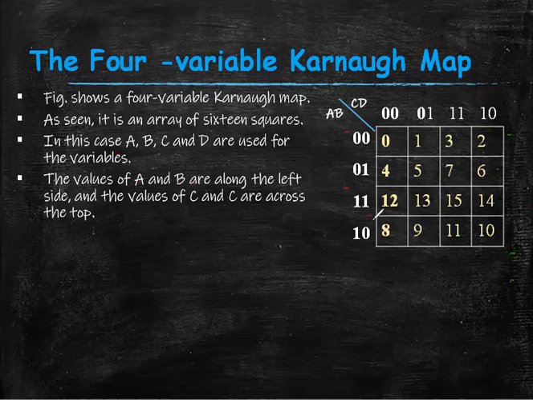Okay. Then we know that the binary equivalent for 10 is 1 0 1 0. Then what will be the representation? It is A, B bar, C, D bar. And for the position of 4, it is A bar, B, C bar, D bar. Okay.